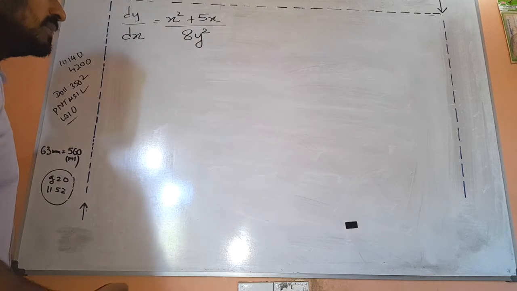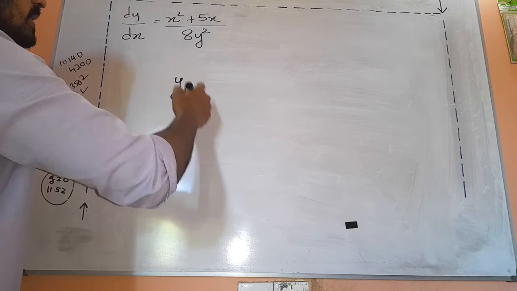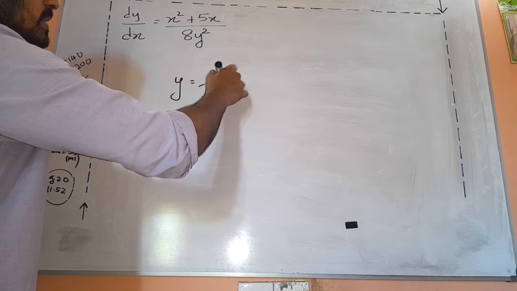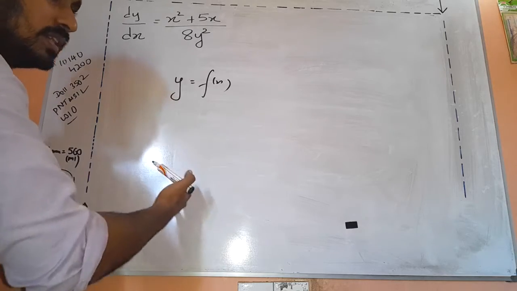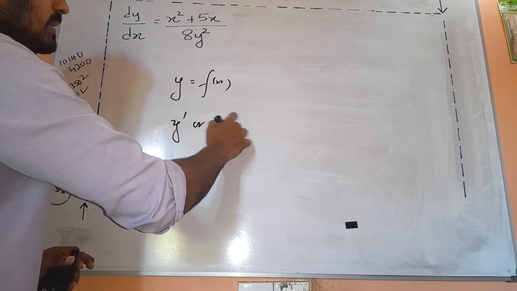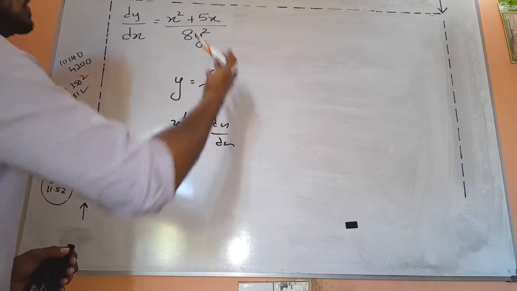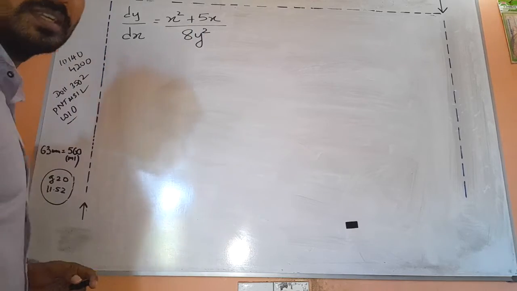So that means there was a function, let's say y, that is a function of x, right? Now that particular function is differentiated once. That means y dash or dy by dx, right? So that answer is this one. So we need to find what is the original function.